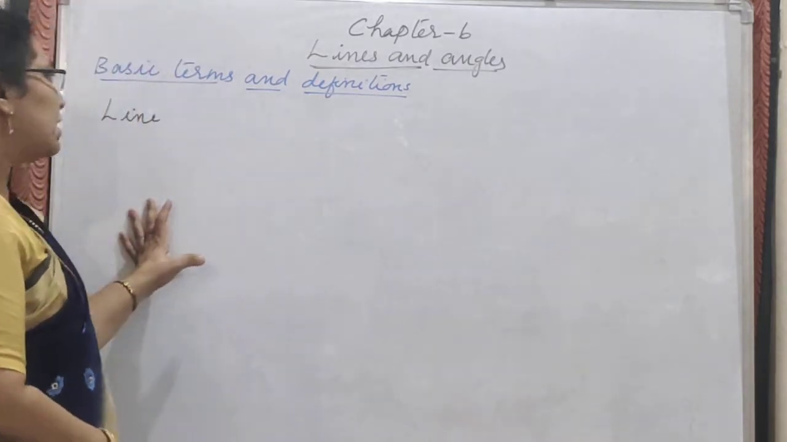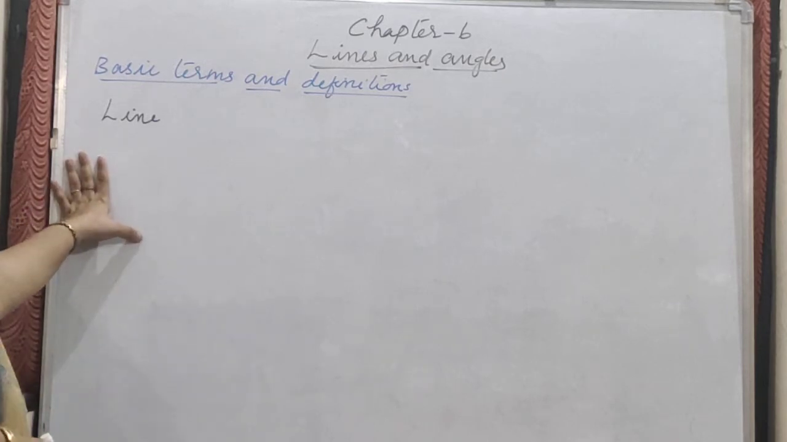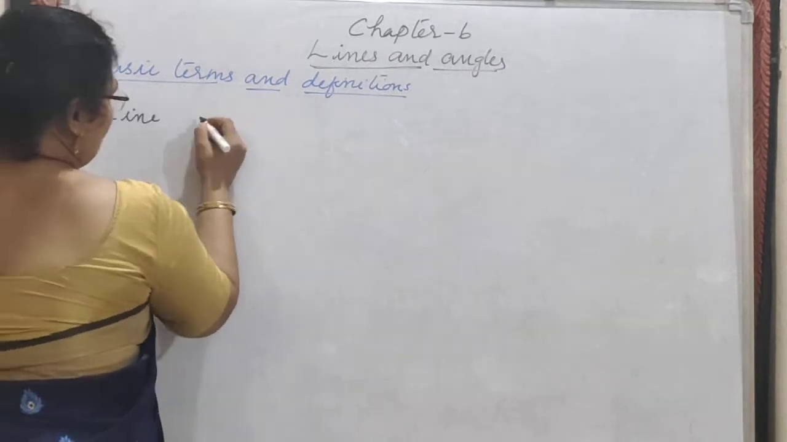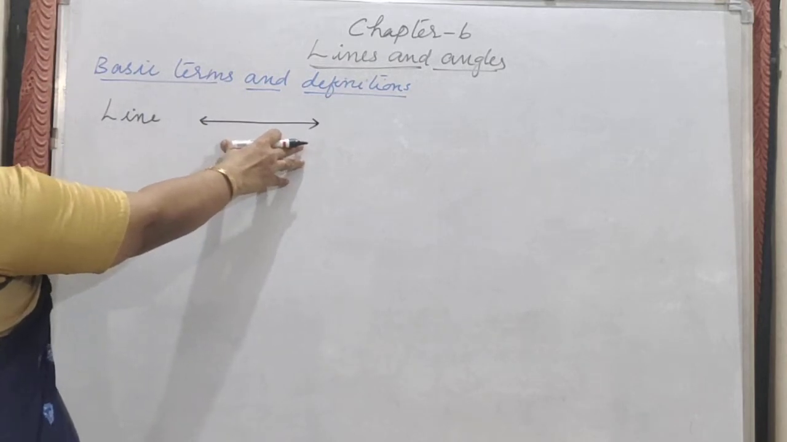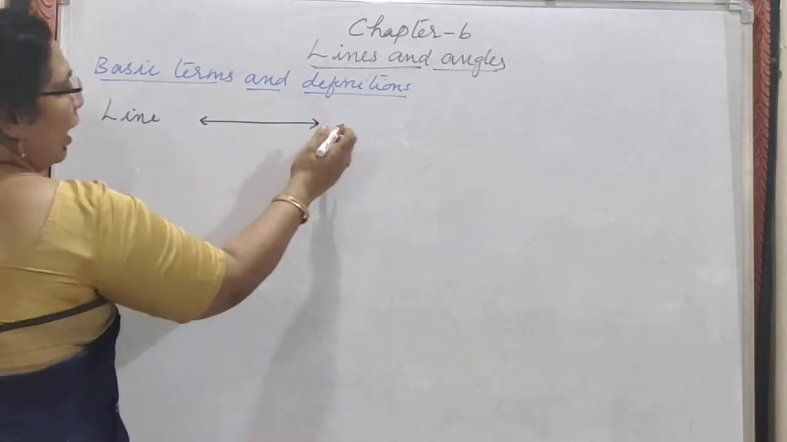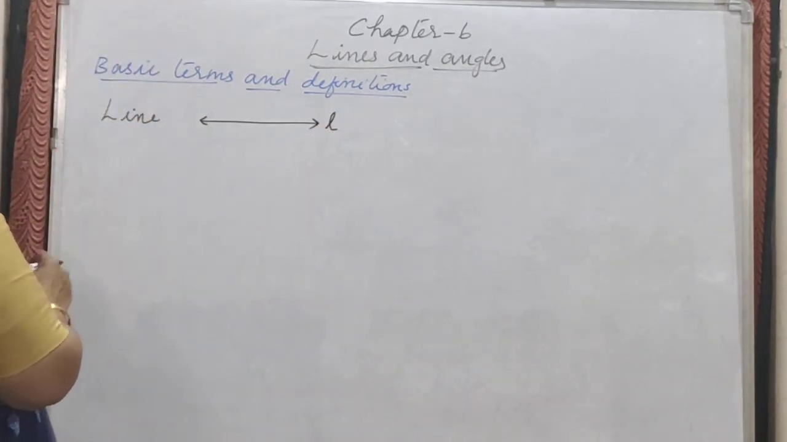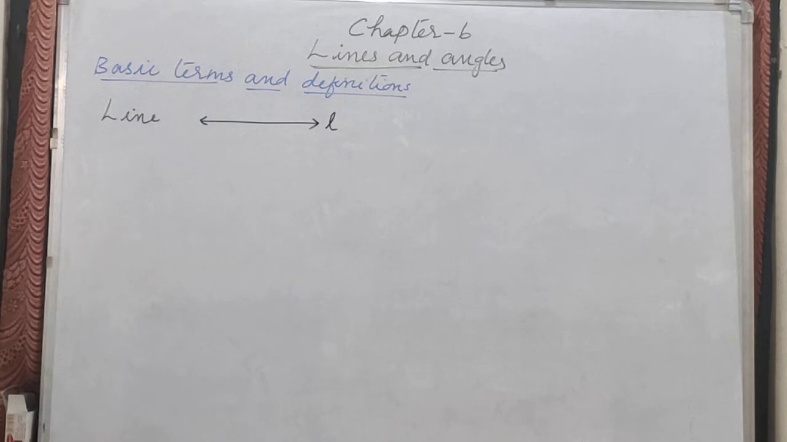So first we learn about the basic terms and definitions. The first one is line. You have already studied these definitions in the lower classes. Just to recap, we are doing the first part. A line is made of a set of points and it can be extended indefinitely on both sides. With the arrow itself, you know that it can be extended on both sides indefinitely, and usually it is denoted by a small letter. So here I am marking it with L. What is meant by line? A line is a set of points which can be extended in both directions indefinitely, and it is denoted by the line L.